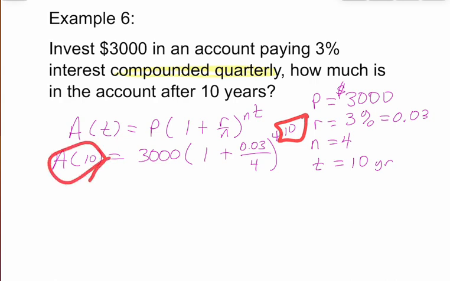And this T, you know, a lot of times, sometimes they'll just say A instead of A of T. But this just tells us this is how much is in the account after 10 years. Okay.